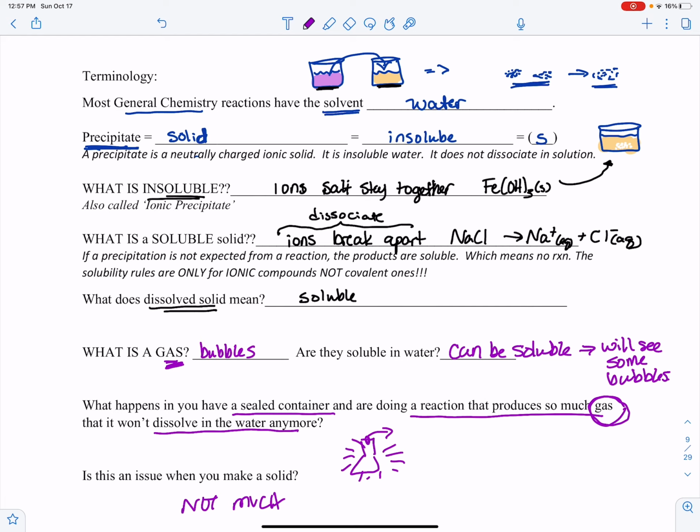So hopefully this terminology is going to help a lot. We are going to talk about salts and whether or not they are soluble or insoluble, and we are going to talk about how things dissolve. That's what you're looking at when you're looking at these.